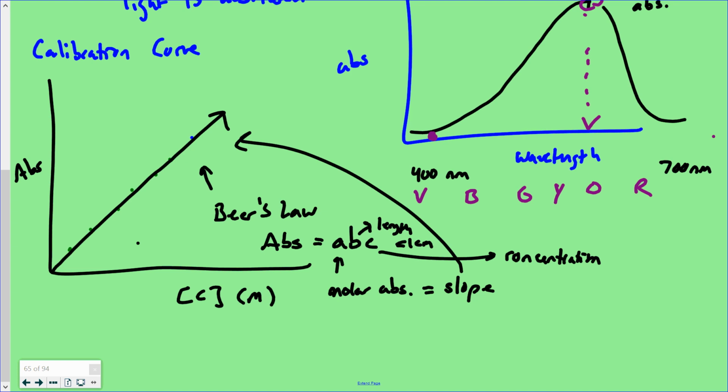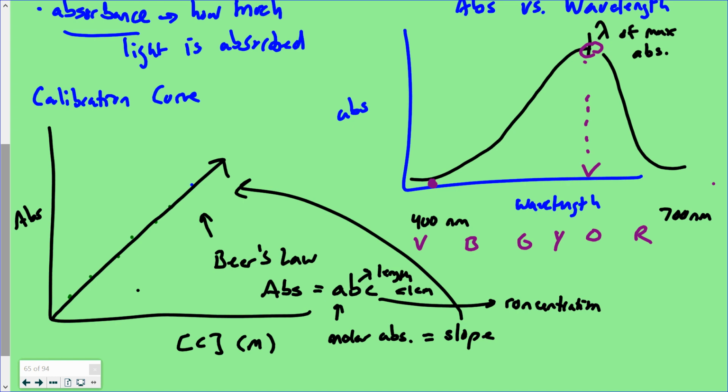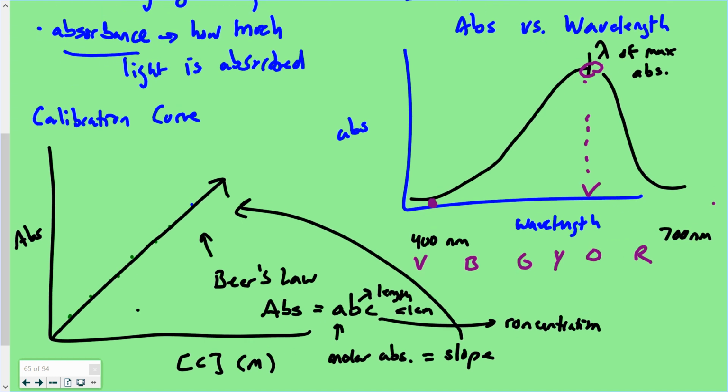So your goal on this lab report is to determine the concentrations of your unknown solution. You want to make sure you talk about the differences between transmittance and absorbance, why your solution absorbed most here, in the orange wavelength, and talk about your absorbance versus wavelength curve. And then finally, make sure you mention your calibration curve and the slope of your line being related to Beer's law.